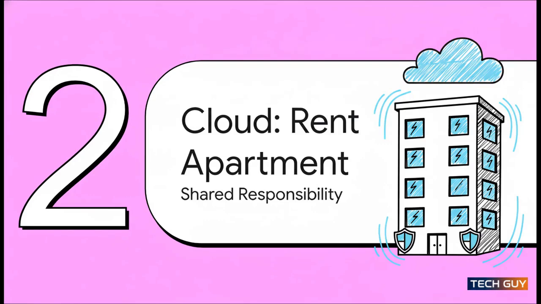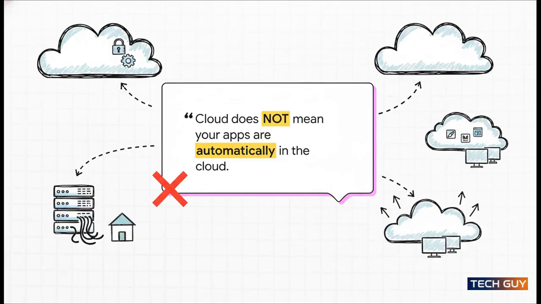Now let's flip the coin and talk about renting that managed apartment. This is Citrix Cloud. You're still in charge of what happens inside your apartment. Your stuff, your furniture, but the building owner, who in this case is Citrix, they handle the big stuff, like the plumbing, the electricity, and the overall security of the building. But hold on, because there's a huge misconception here we need to tackle right now. All right, stop.